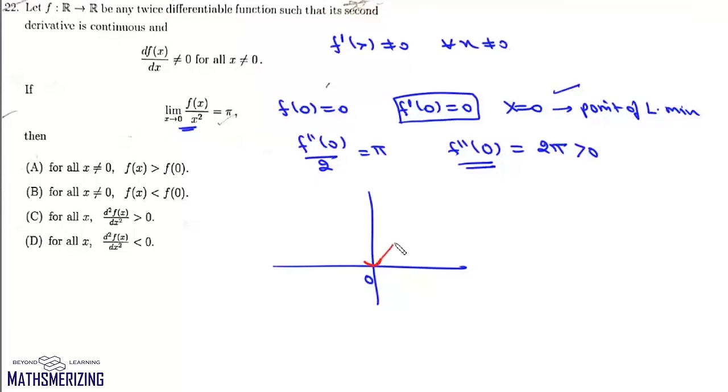Now after x is greater than 0, this function will increase because there is no other critical point. And on the left hand side also, this function will be a decreasing function. This function cannot increase when x is less than 0 because it will contradict our given condition where f dash x is not 0 and f double dash x is positive. So this f(0) is the least possible value of this function. That means f(x) is greater than f(0) for all x unequal to 0, and that's your option A.